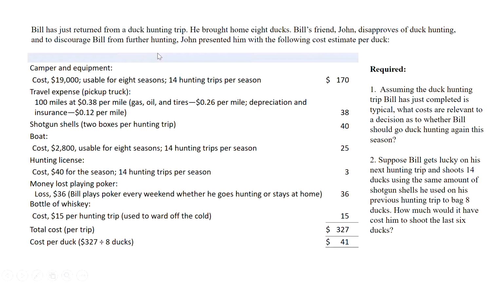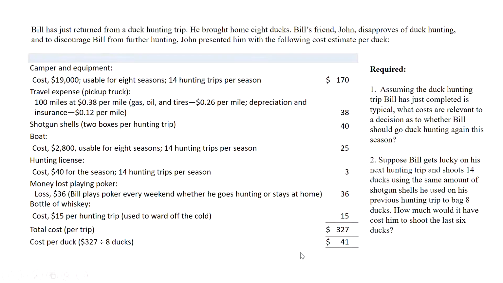In this problem, Bill just returned home from a hunting trip and he brought home 8 ducks. On the other hand, Bill's friend John doesn't like Bill hunting and he wants to discourage him from further hunting. So, as part of that, he prepared an analysis of what he believes to be the estimate of a cost per duck. Now, the top part of the analysis is what he estimates the cost per hunting trip to be, and that's $327. Then he divided it by the 8 ducks that Bill just brought home, and we'll assume that's pretty typical of what happens. And he said, it costs you about $41 per duck.